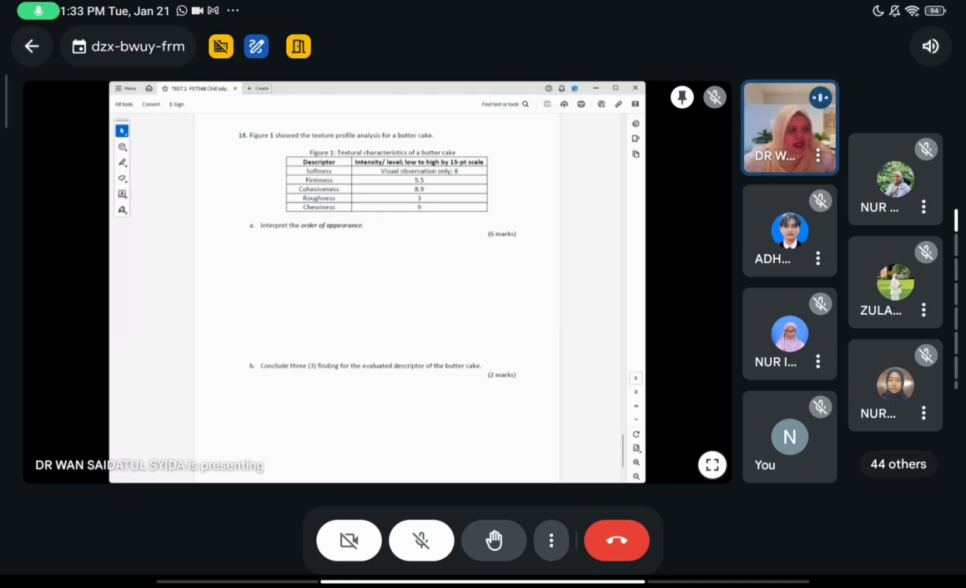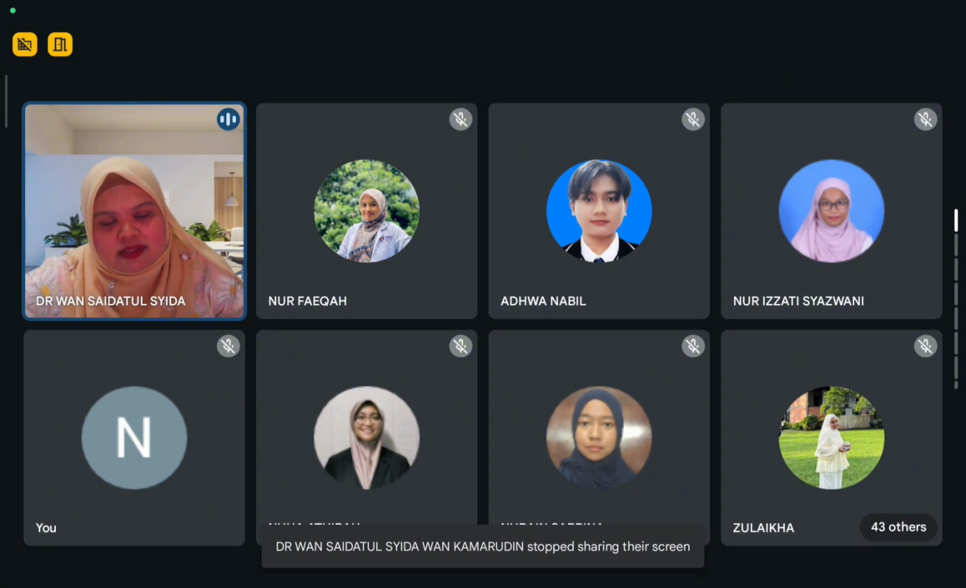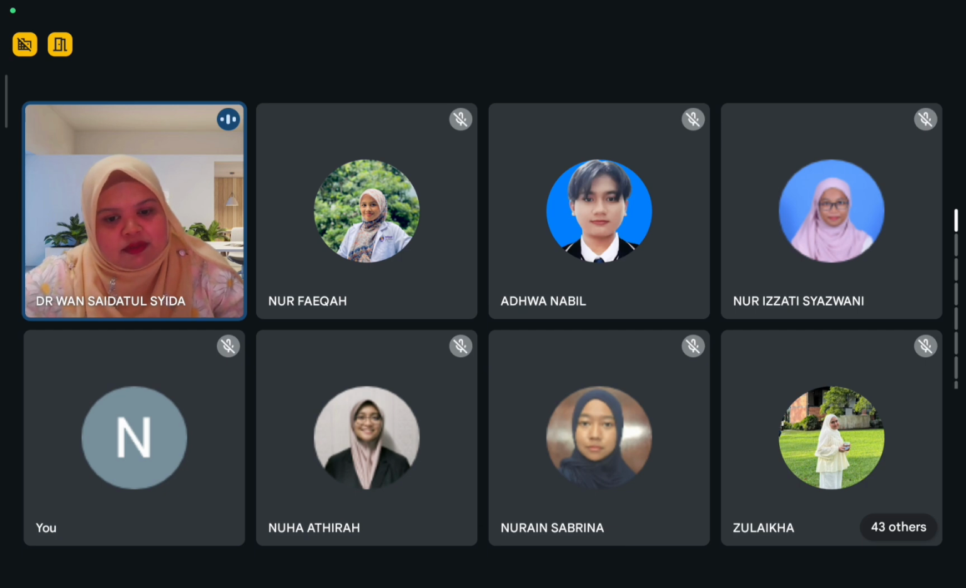Is there a butter cake? Yes, doctor. Now you look at the marks, six marks, not a little, it's a lot. So how to interpret the order of appearance? Let me show you the answer scheme. I will share the answer scheme with you in future, so I just show it here. If you want to copy, then you can write it down.